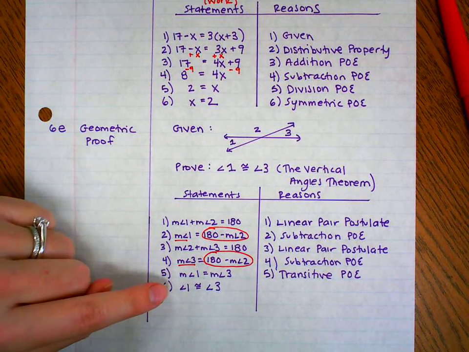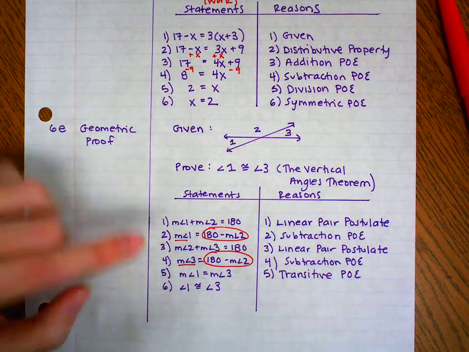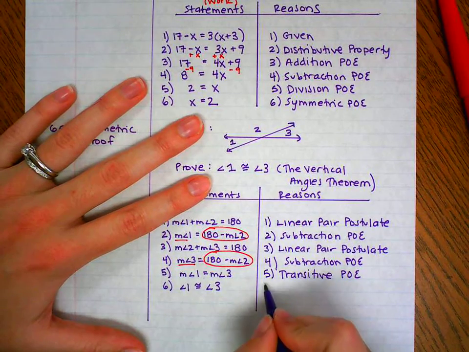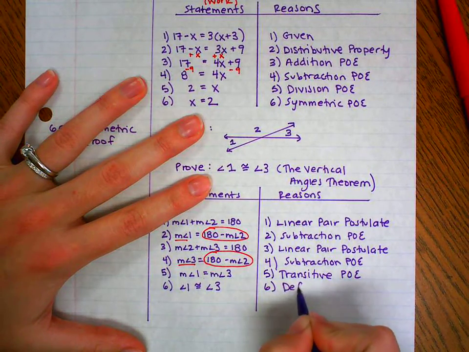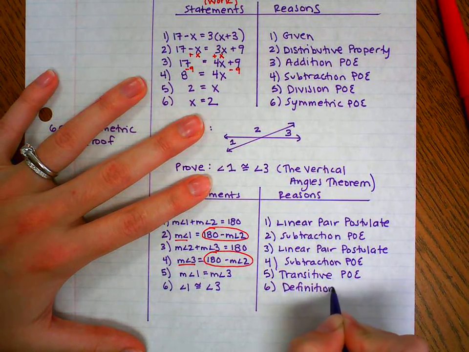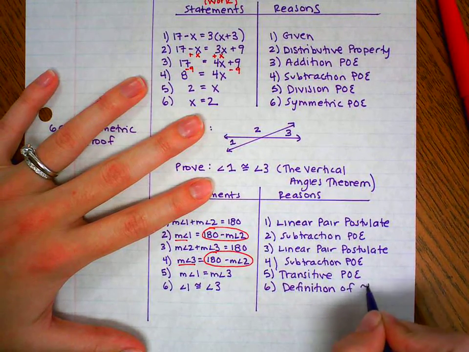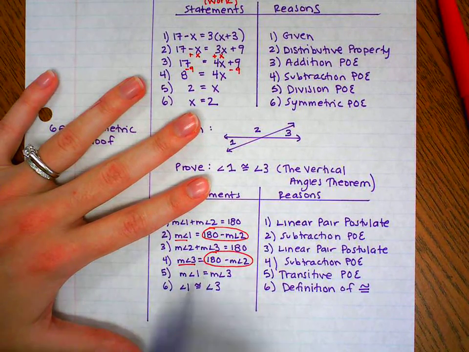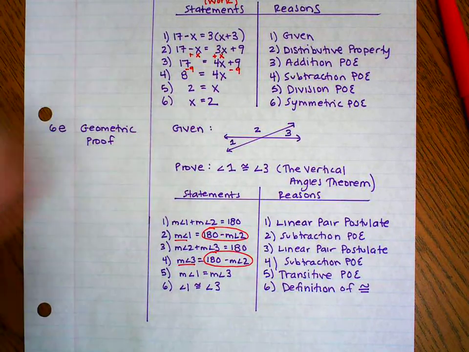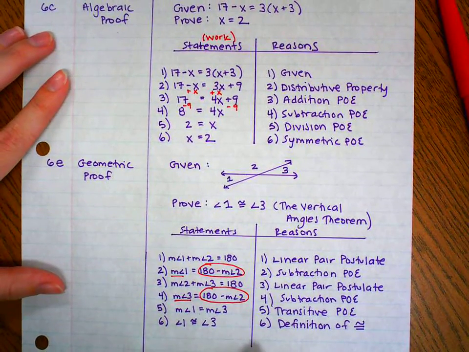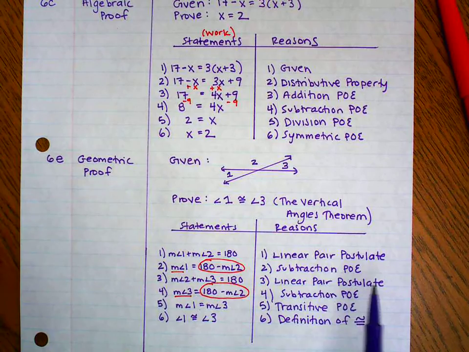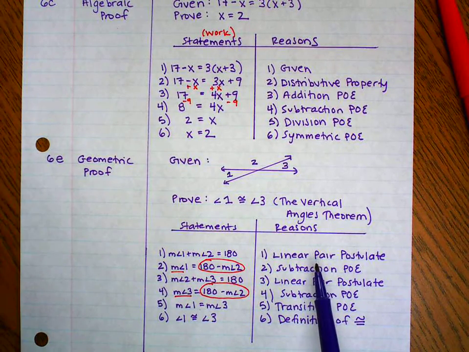My last step is to show that angle 1 is congruent to angle 3. Well, since their measures are equal, we can use the definition of congruence to state that because their measures are equal, their angles are going to be congruent. So that's how proofs work. It's when we have a list of statements, but now we have to give a reason for why we can do each statement. And we're going to practice this in class. This is just an introduction.